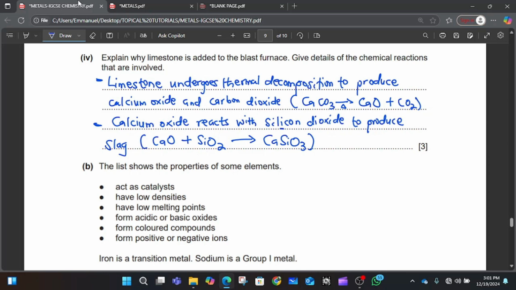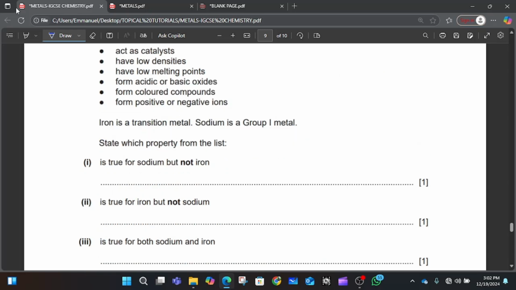B. The list shows the properties of some elements. First one, act as catalysts, have low densities, have low melting points, form acidic or basic oxides, form colored compounds, form positive or negative ions. Iron is a transition metal. Sodium is a group 1 metal. State which property from the list I is true for sodium but not iron.